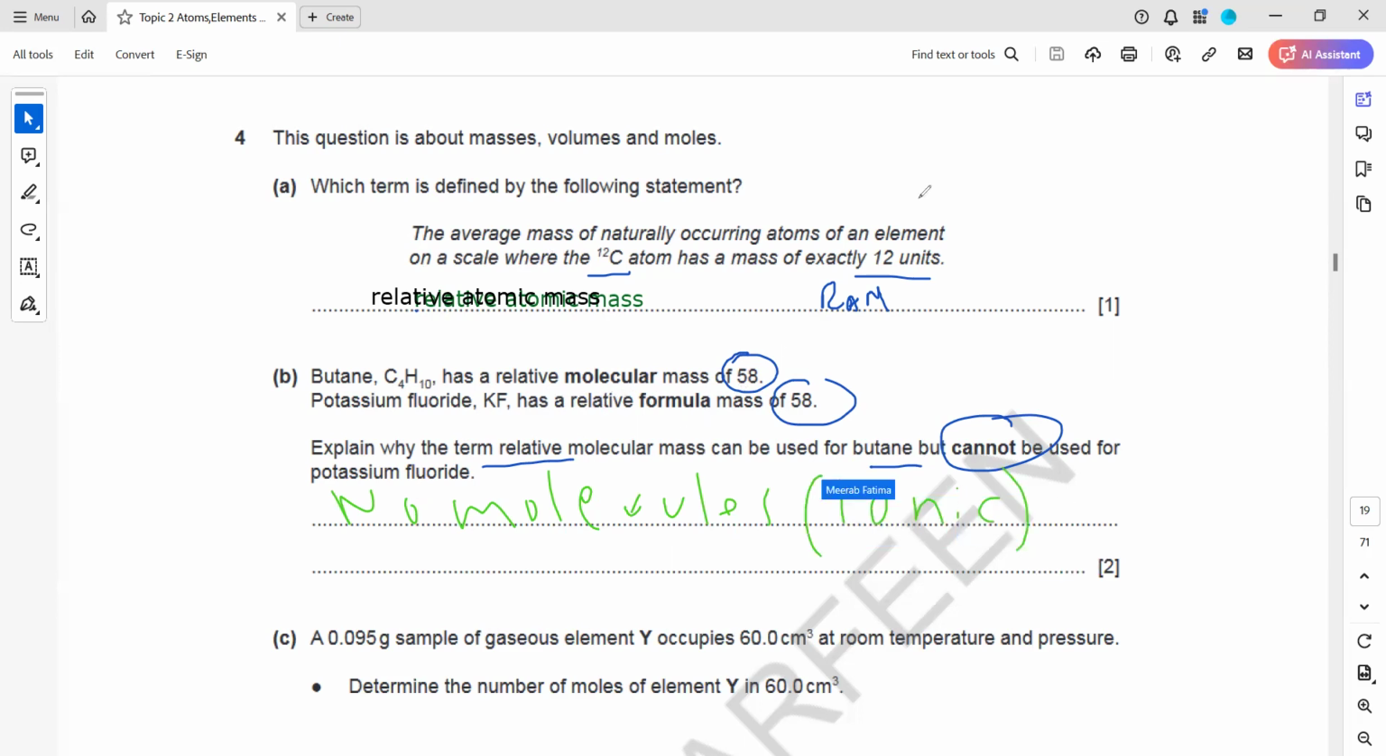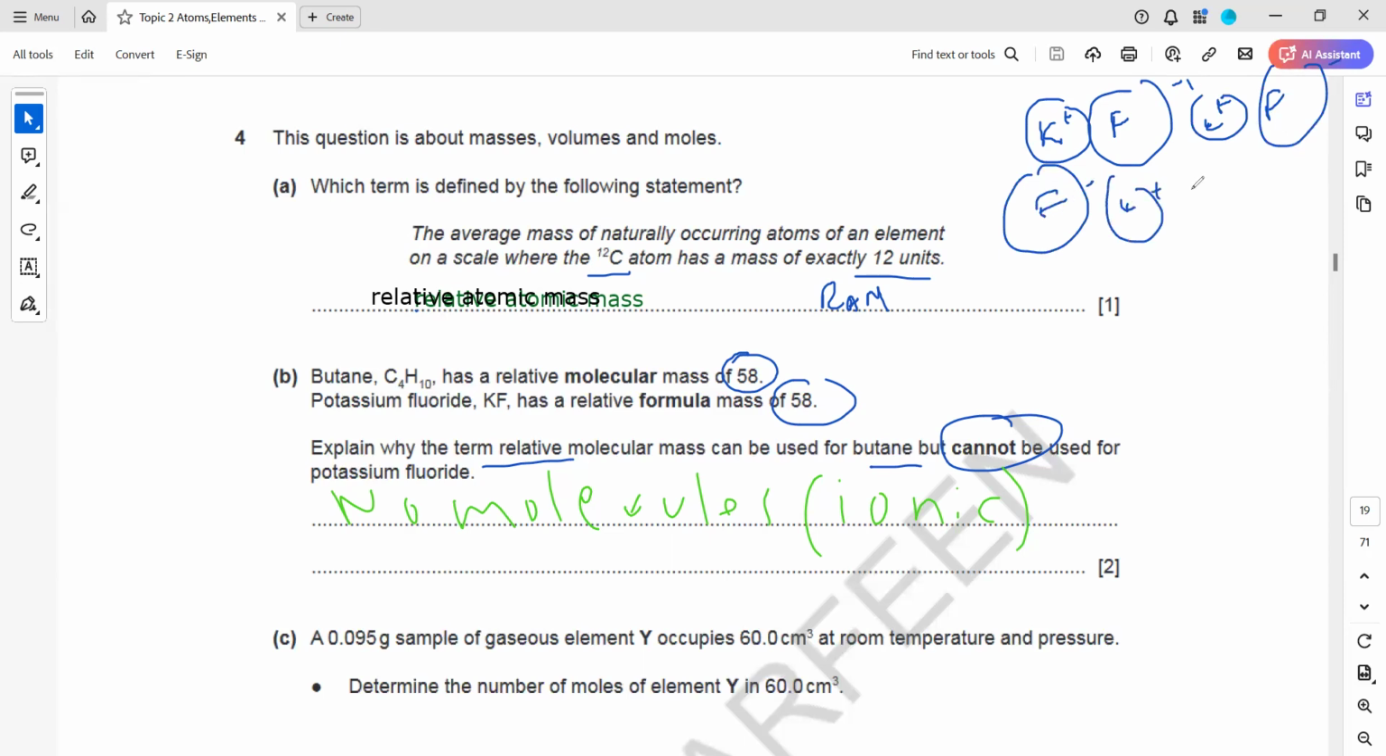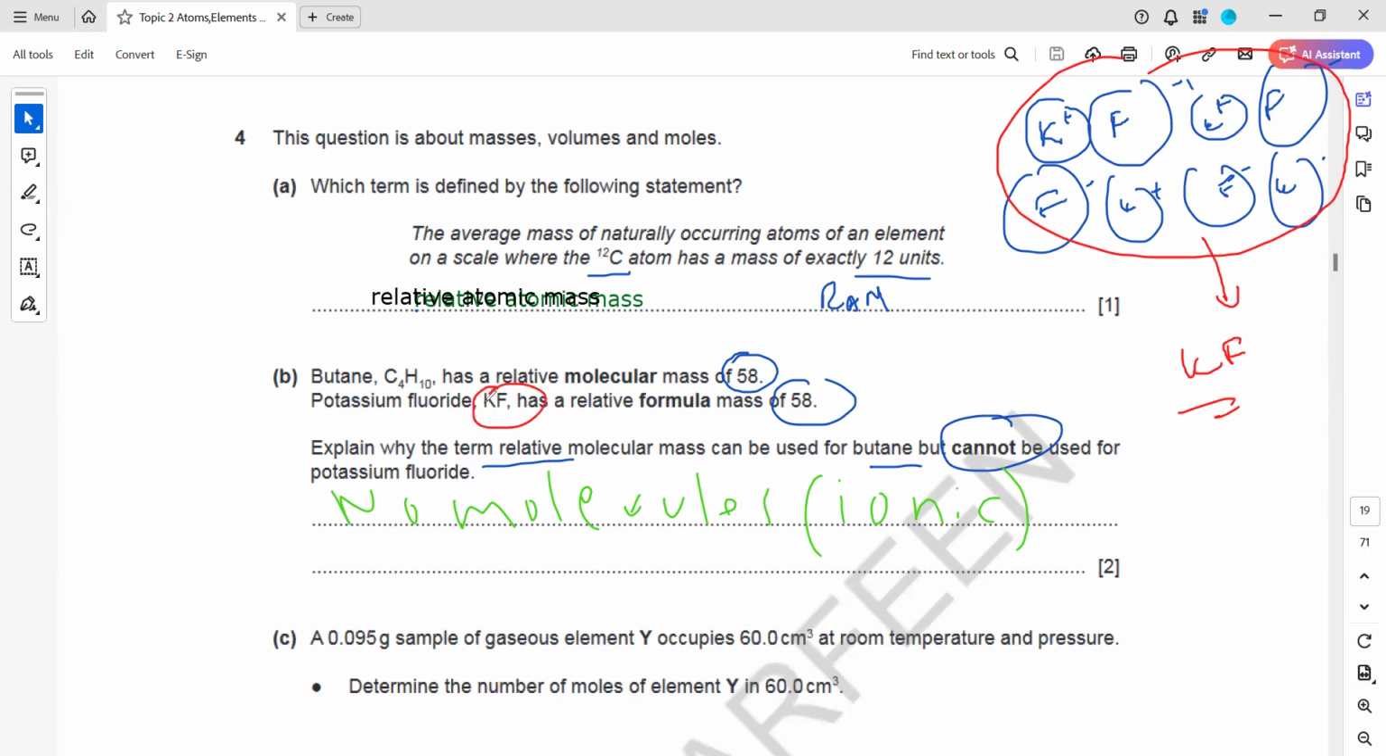Potassium fluoride is a giant structure. It contains a potassium ion, then a fluoride ion, then another potassium ion, then a fluoride ion, and this structure continues. It has a giant lattice with oppositely charged ions. So the ratio of potassium to fluorine in this whole structure is 1:1. That's why KF is the simplest ratio between potassium and fluorine rather than the whole molecule.